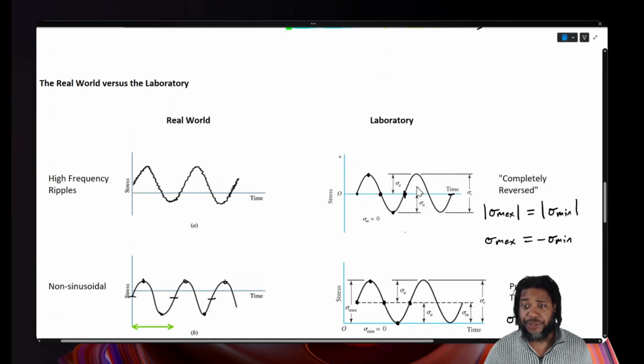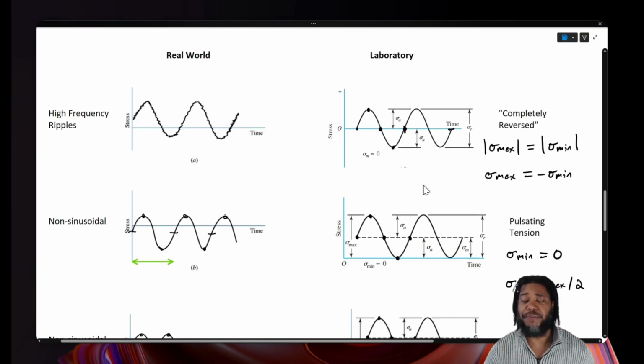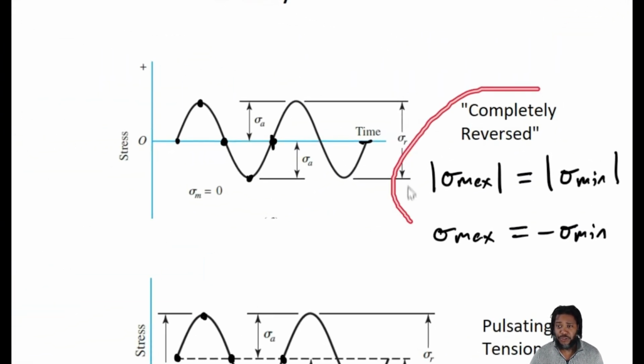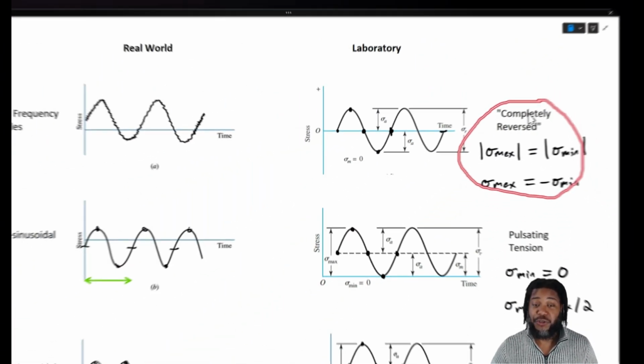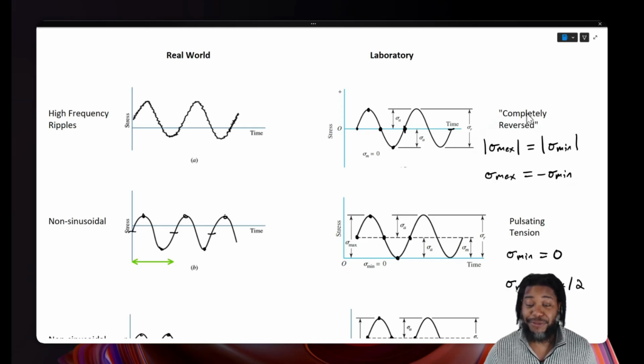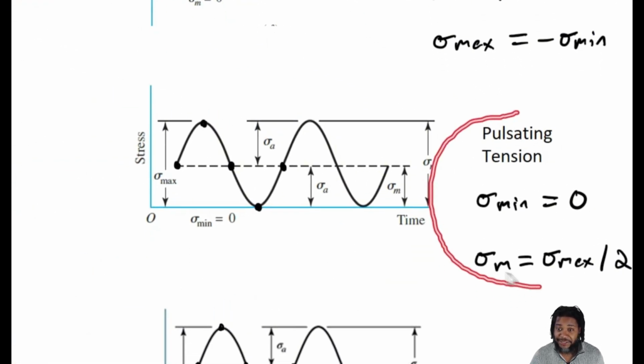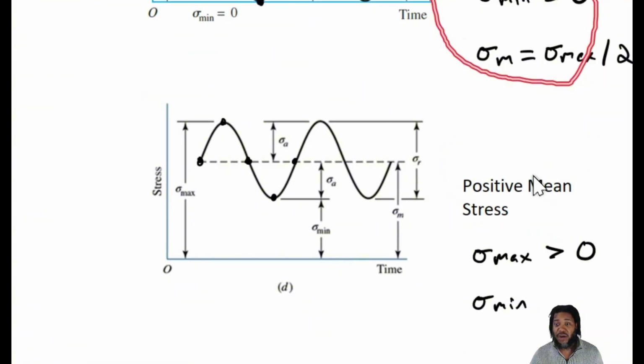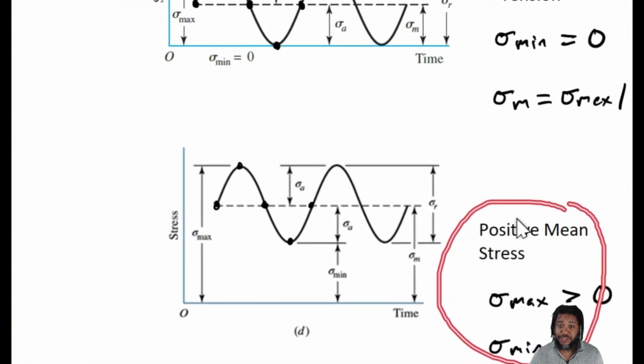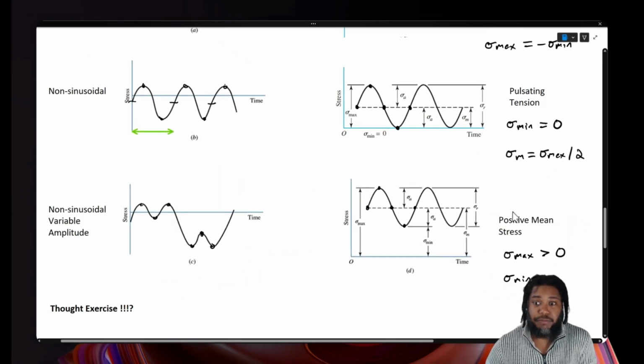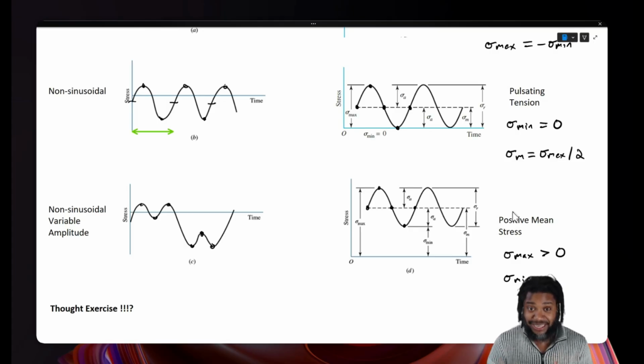Now in the laboratory, we generally work in a much simpler place. We, of course, have our completely reversed experiment. We could have pulsating tension. We could have positive mean stress. We could even have pulsating compression. We could even be cycling in compression and looking at certain perpendicular cracks in a structure, right?